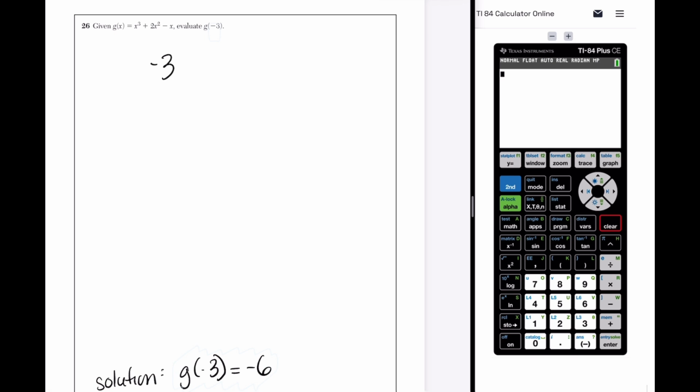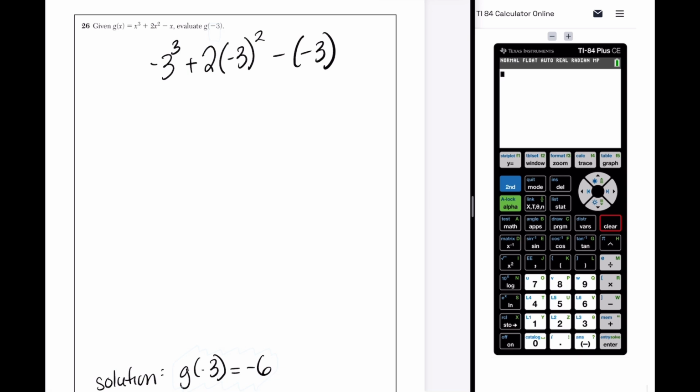So negative 3 to the third power plus 2 times negative 3 squared minus negative 3. I can see a lot of small places for error. One, a student might just put negative 3 instead of minus negative 3. And I can see mistakes happening where we may be figuring out which one to do first. So we'll start with the negative 3 to the third power.